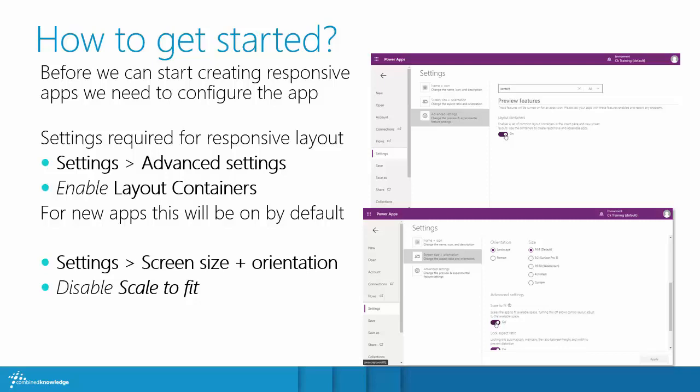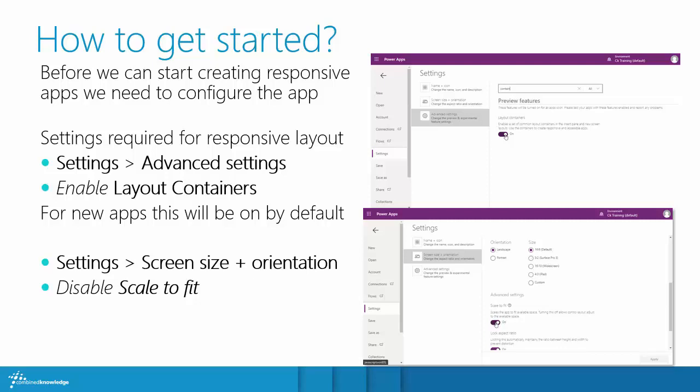From the settings menu, so you go File, Settings, under the Advanced Settings, initially we'll need to make sure that we have the layout containers switched on. These layout containers are what are going to allow us to easily and quickly convert our app into a responsive Power App. Once we've got the layout containers switched on, admittedly this is a preview feature. This preview feature essentially means that there are still changes being made to these items. It's still being tested. However, it is close to being released into general availability.